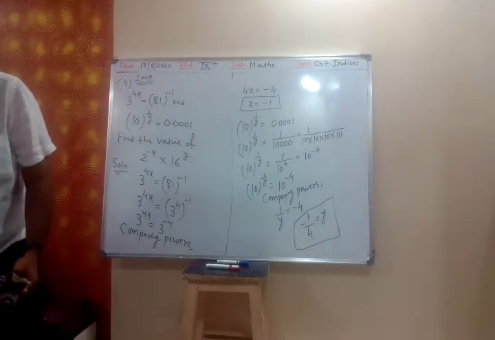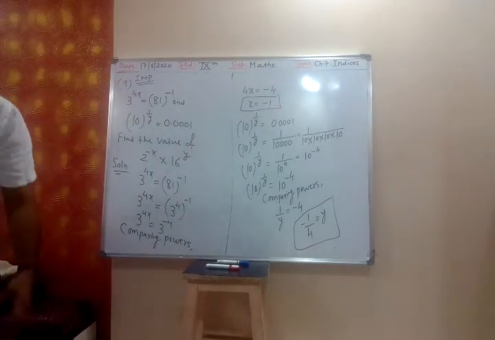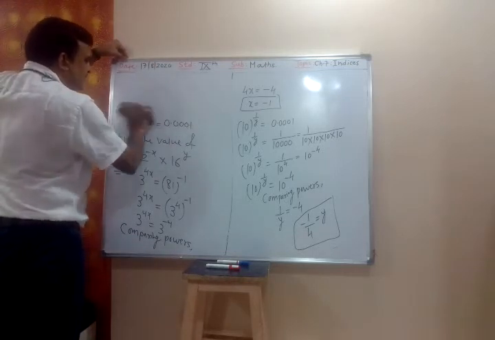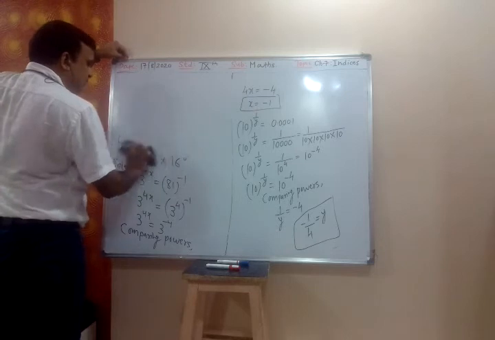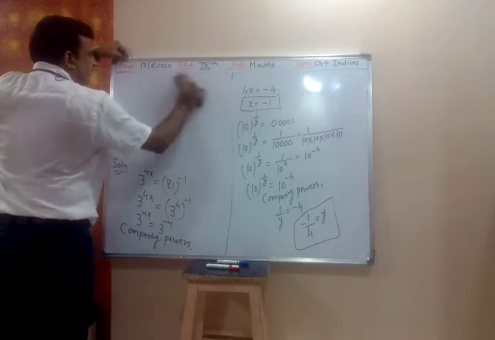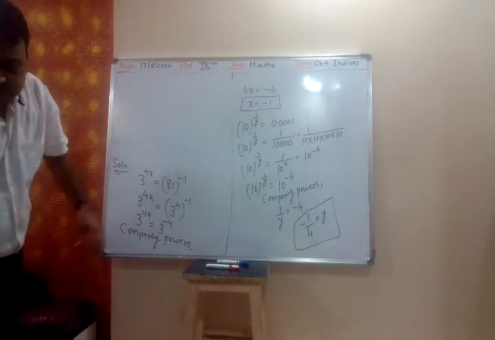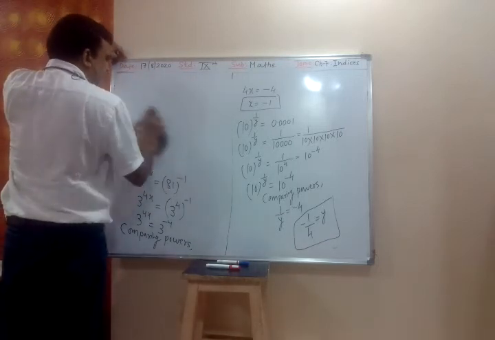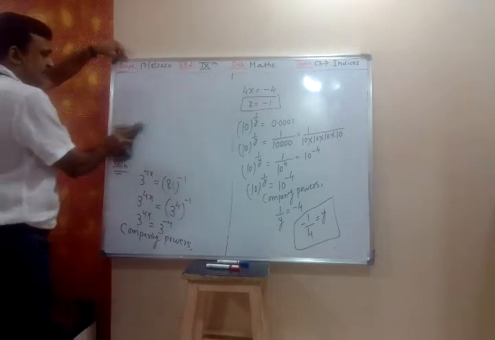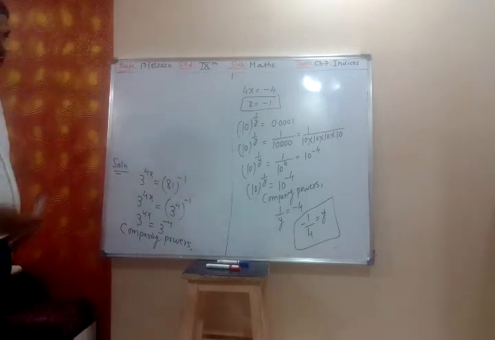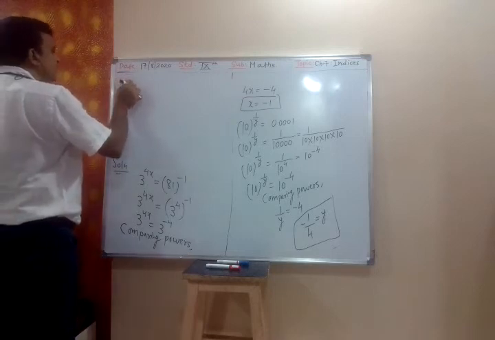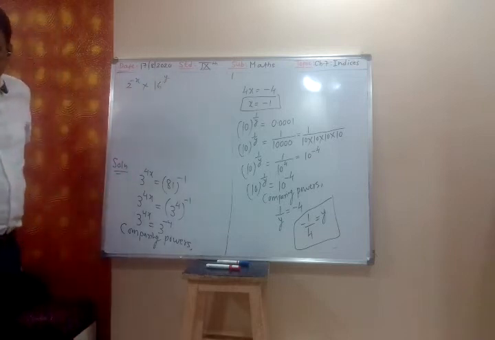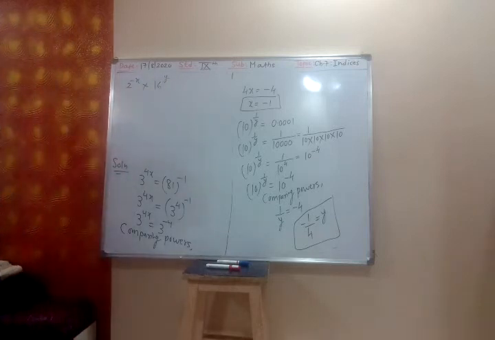Now find 2 raised to minus x into 16 raised to y. That value we find. Just substitute the value of x and y and get the answer. 2 raised to minus x into 16 raised to y.